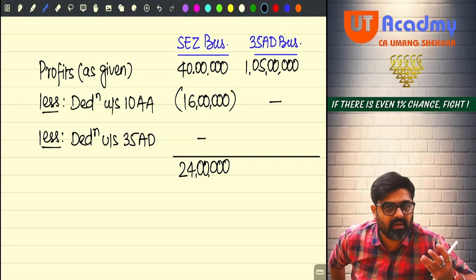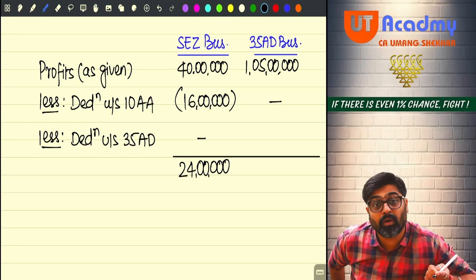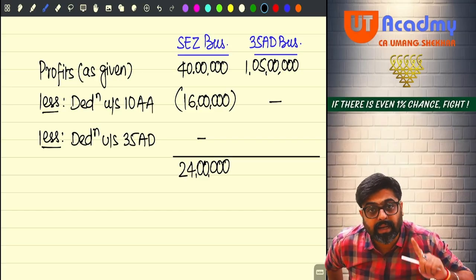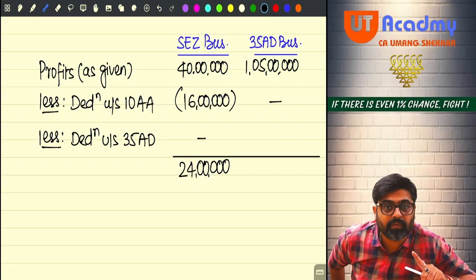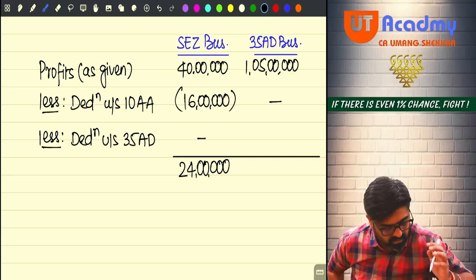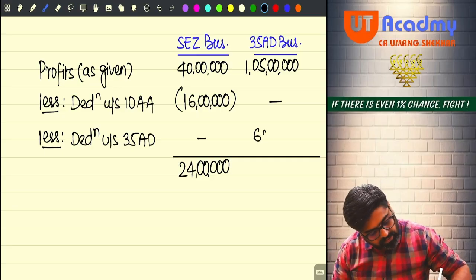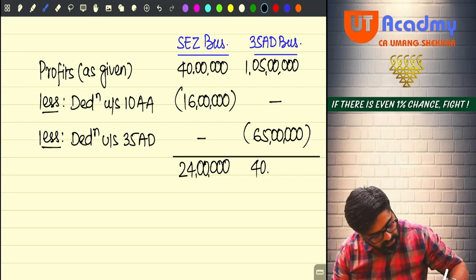So that 75 lakhs entirely I could have claimed, but I will not be able to claim the entire 75, because that 75 includes 10 lakh rupees of what? Cost of land. So out of this, I will be able to claim only 65 lakhs and not 75 lakhs. Yes or no? So 65 lakhs I am claiming under section 35AD. Now tell me, will you get 40 lakhs over here? Yes or no?